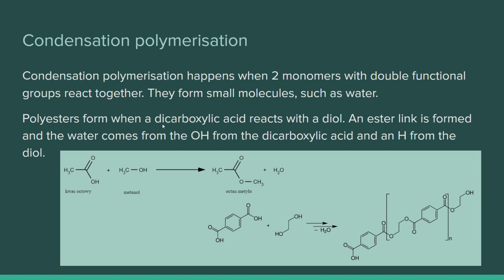Polyesters form when a dicarboxylic acid reacts with a diol. So a dicarboxylic acid has two COOH groups and a diol has two OH groups on either end. So when they react, an ester link is formed, and the water comes from the OH from the dicarboxylic acid from this end, and the H comes from the diol.